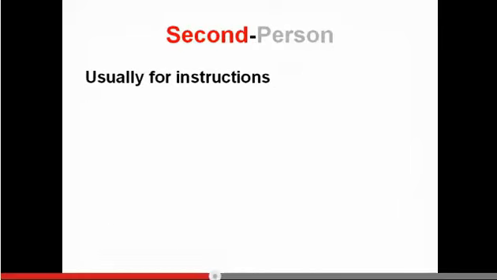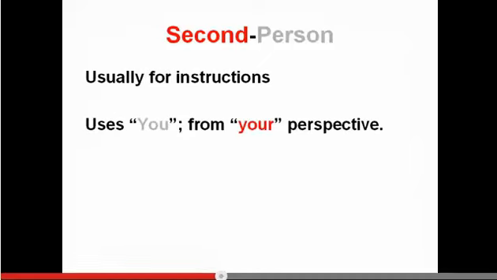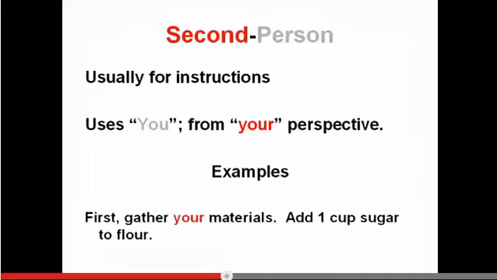Second person. Second-person narration is usually used for instructions. It uses you from your perspective. For example, first gather your materials. Add 1 cup of sugar to flour. So instructions or recipes are frequently written from second-person perspective. That is to say, you are the agent in the sentences.